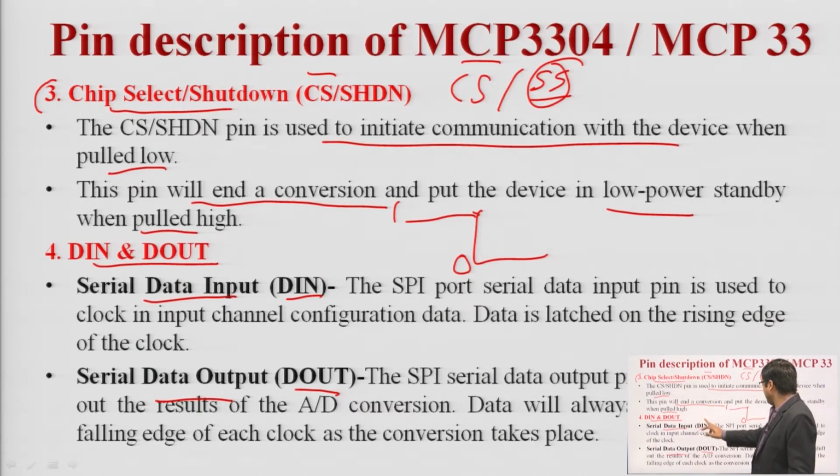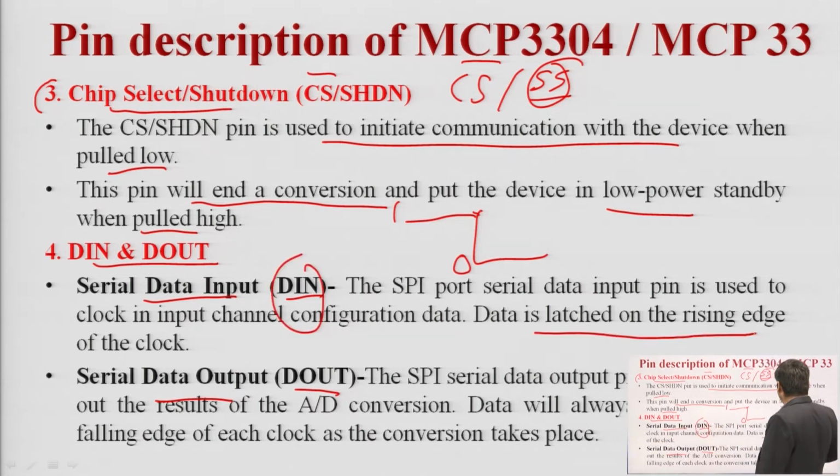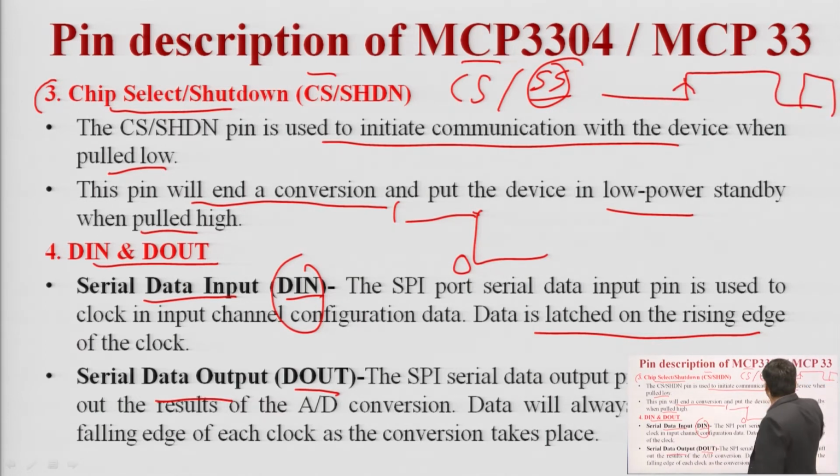So, basically there is an important point here: DIN works on the rising edge of the clock. The clock signal we are providing works on the rising edge, and the serial output data works on the falling edge. So, at the rising edge we are going to latch the data into the MCP3304, and during the falling edge no clock signal is available, no conversion takes place.